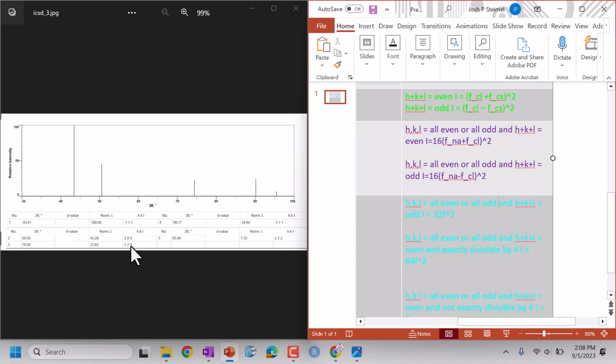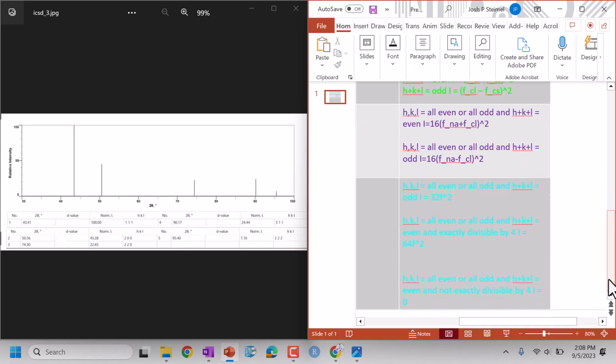So if I look at this peak right here, that's around 74, that is all even or all odd. And if I do h plus k plus l, that's even, and it's divisible by 4 exactly, this should have a much higher intensity than this. Boom. Nope. That is not in the works. So that does not work. So that's a way that you can analyze and how you should analyze each of these.